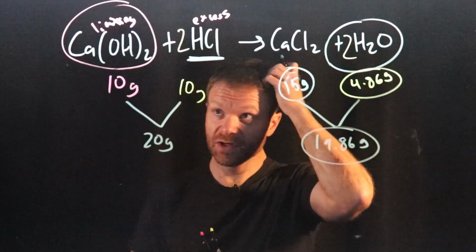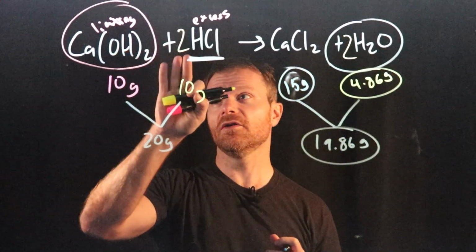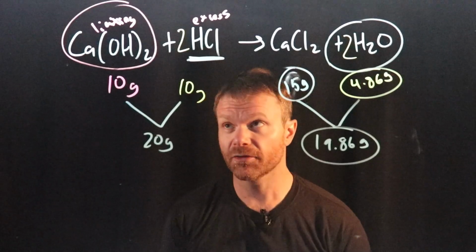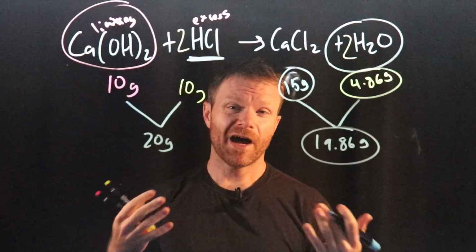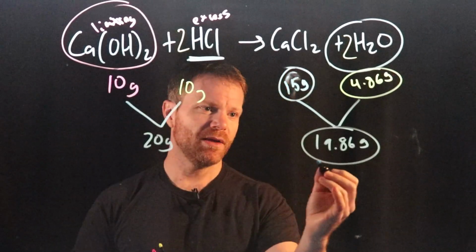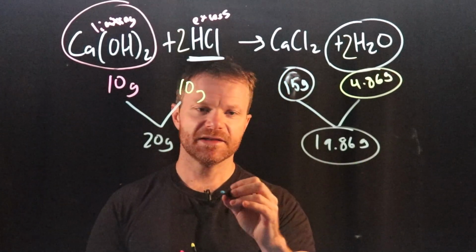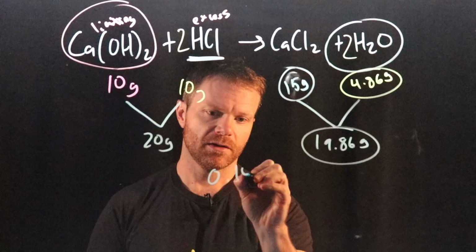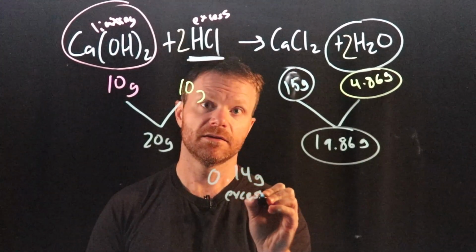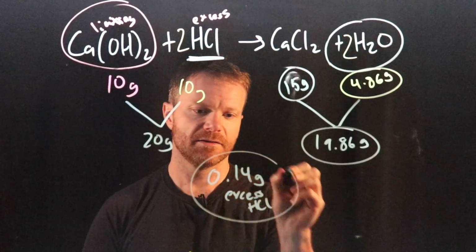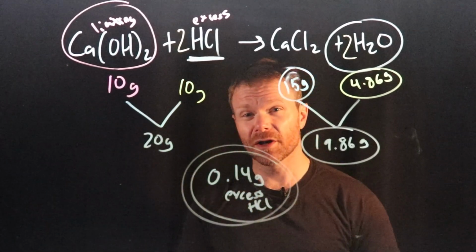So when this reaction goes, we're going to use up all of our calcium hydroxide because it's our limiting reactant. We are going to have some HCl left over, however. How much? Almost nothing. 20 minus 19.86 is going to be 0.14 grams excess hydrochloric acid. So this is actually a very close reaction.